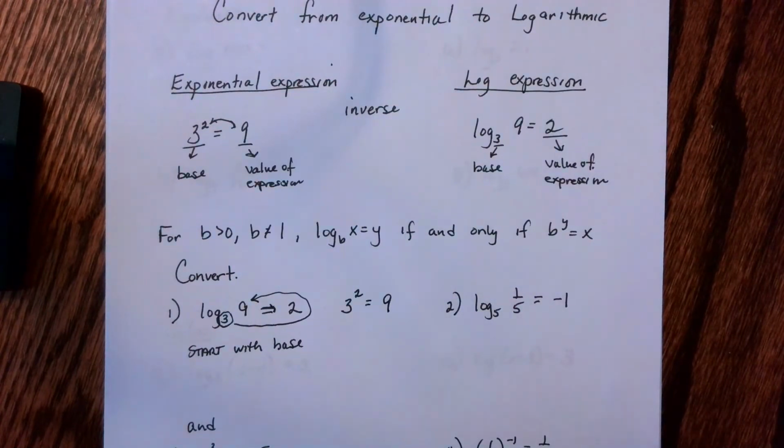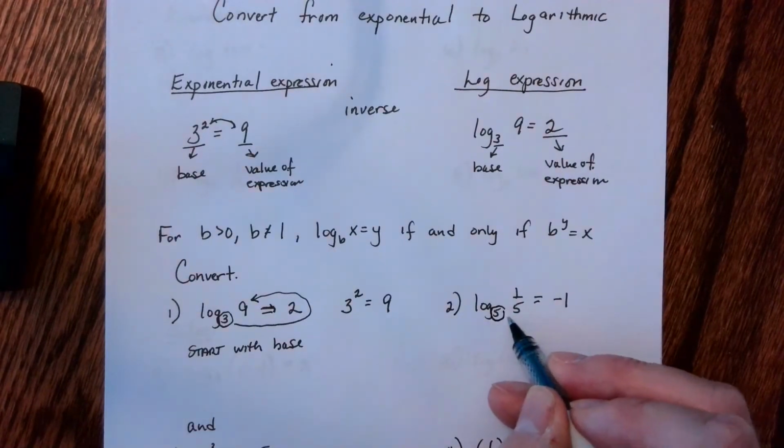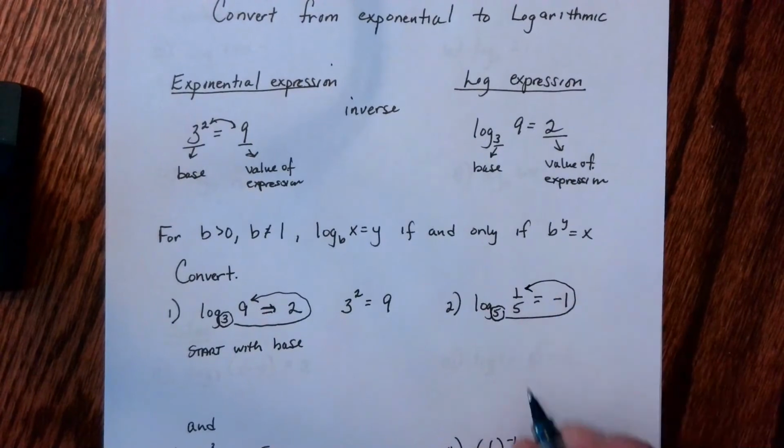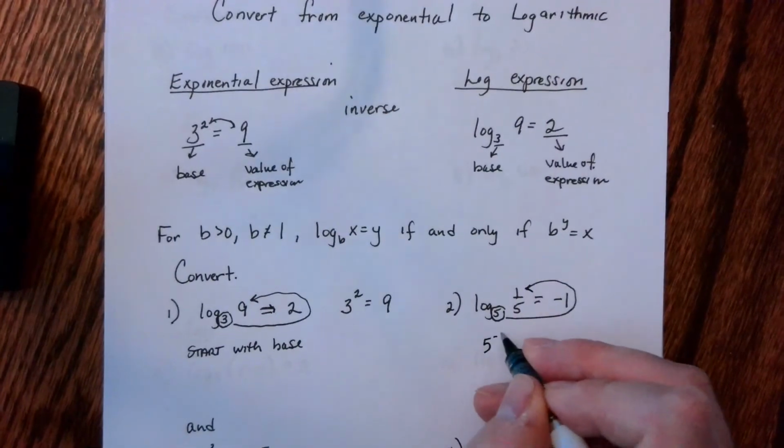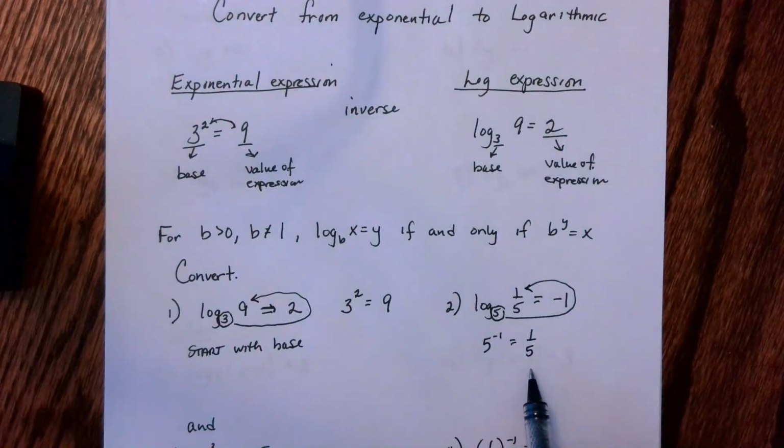Take a look at problem number 2. Again, we're going to start with our base. And I'm going to use my little horseshoe approach here. So 5 to the negative 1 power equals 1/5. So that would be my exponential expression that we could roughly say is equivalent to this logarithmic expression.